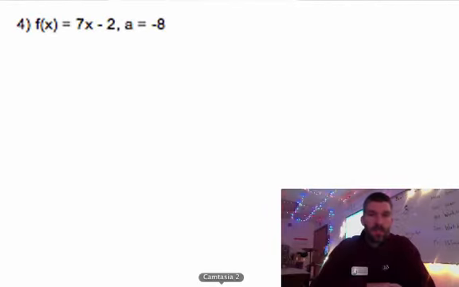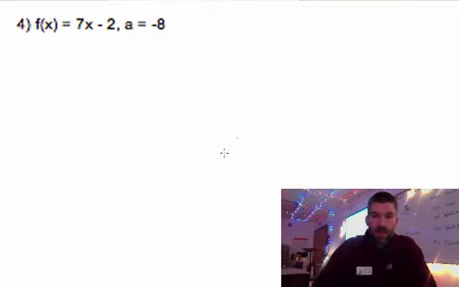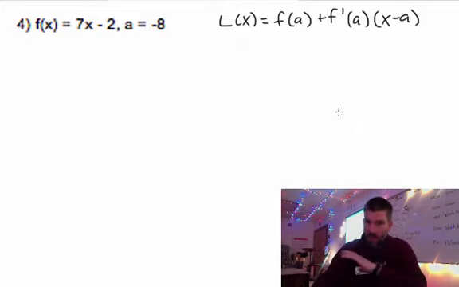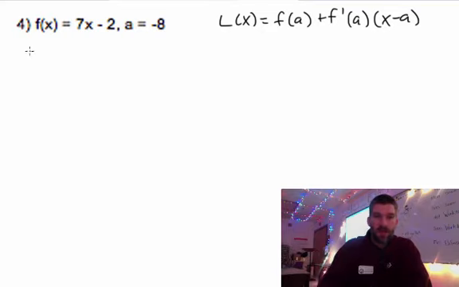Okay, here's our first linearization problem on the review, and linearization is just simply a pattern, and it looks like this. L of X, linearization of X, is equal to f of some special point, whatever we're told it is, f of a, plus the derivative at a times x minus a. That's your linearization formula. It's just a formula, so we need to find some specific things. Number one, we need to find f of a. So here's f of x. F of a just simply means negative 8. So that's going to be 7 times negative 8 minus 2, and that's negative 58.